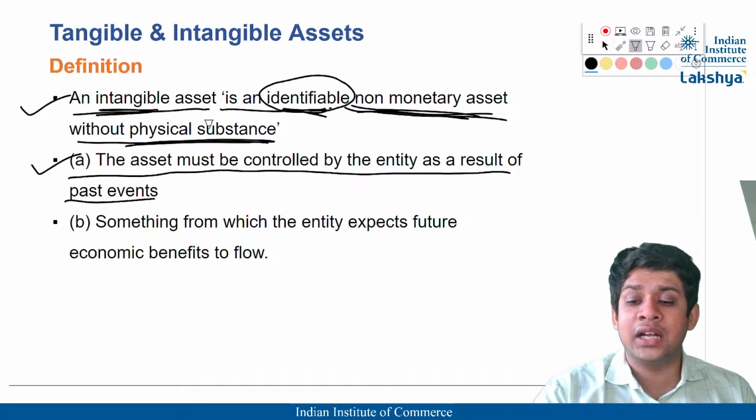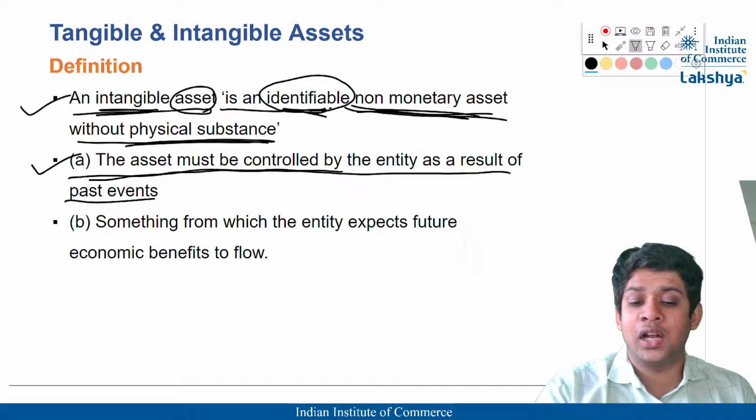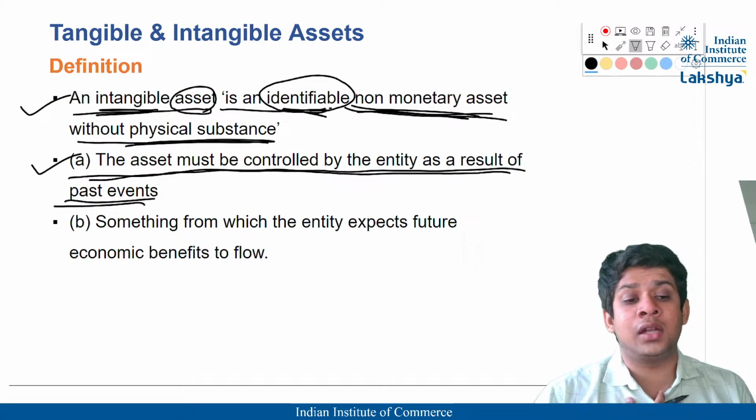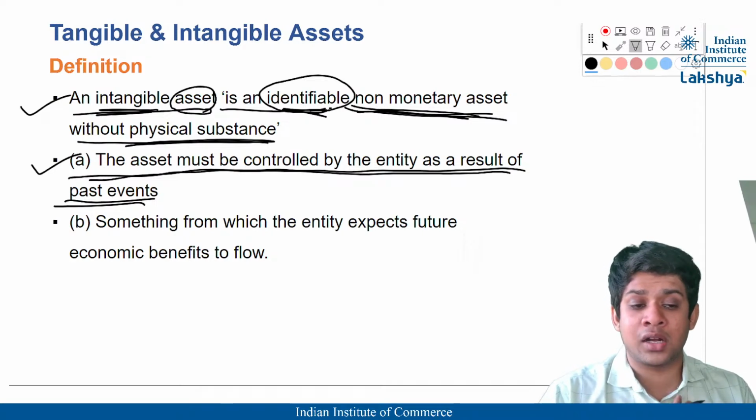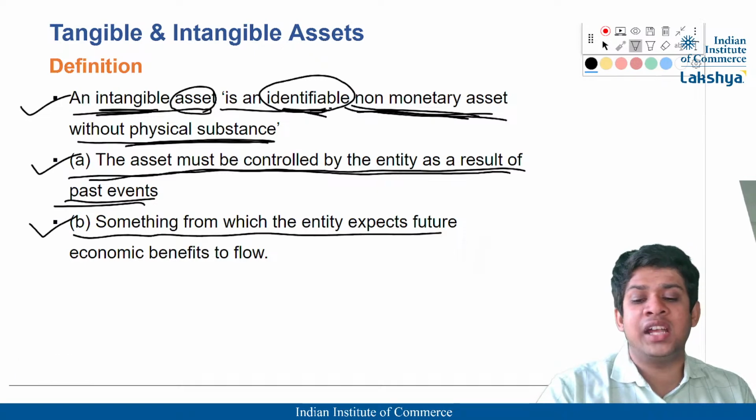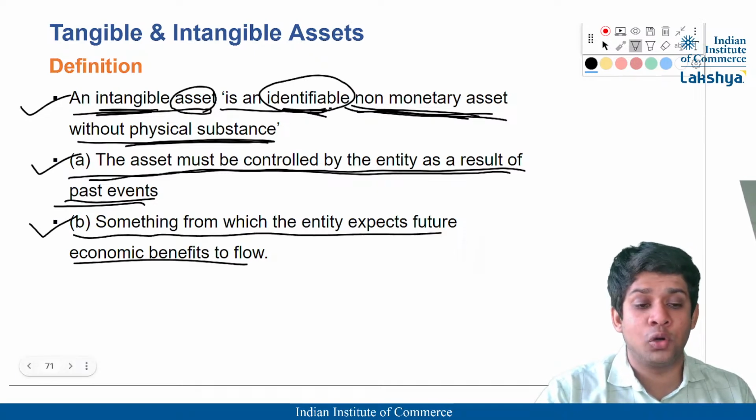Now, secondly, it should meet the definition of an asset. That means it must be controlled by the entity as a result of past events. Maybe I've purchased certain rights, I've purchased certain licenses, I've purchased a patent, right? So that is my patent. So technically I have the ownership and control of that patent. Something from which the entity expects future economic benefits to flow.